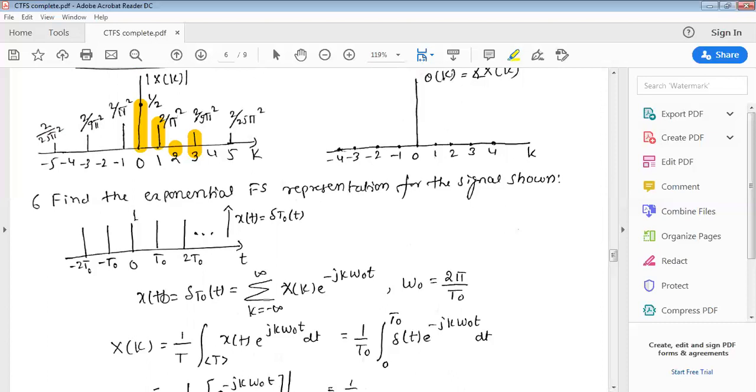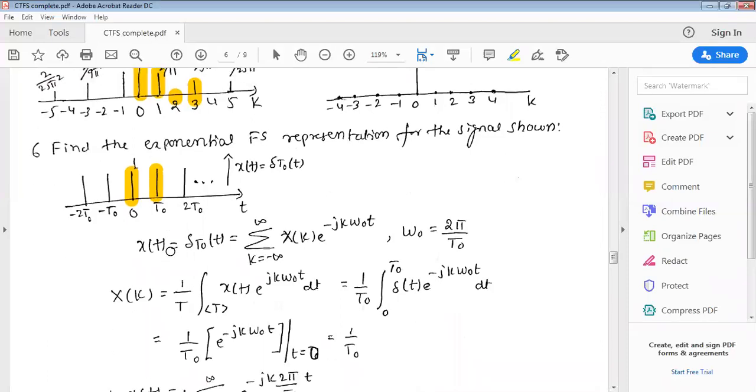So suppose I am here. How much should I move so that I will get one more 1? T naught. One period. What is one period? That is T naught. If I move from 0 to T naught, I am going to get one more 1. Therefore, the period of the signal is T naught. This is what I want you to recognize.